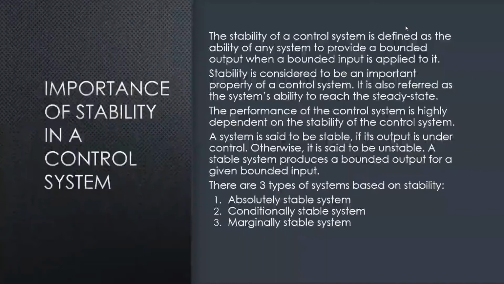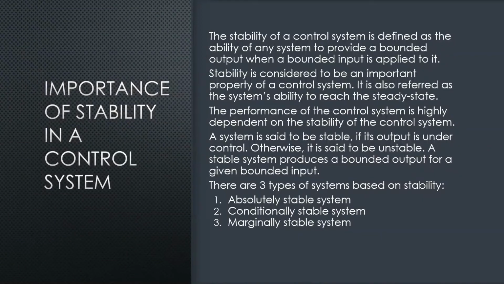The stability of a control system is defined as the ability of any system to provide a bounded output when a bounded input is applied to it. Stability is considered to be an important property of a control system. It is also referred to as the system's ability to reach the steady state. The performance of the control system is highly dependent on the stability of the control system. A system is said to be stable if its output is under control.